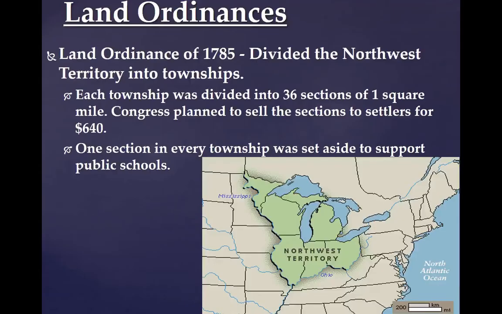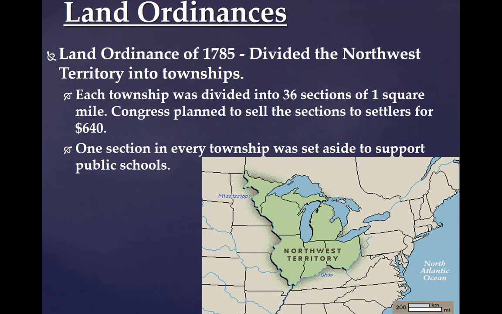So one of the things that happened in the interim between the United States winning its independence from Britain and then ultimately the creation and ratification of the Constitution was these land ordinances. The first one, in 1785, essentially divided the Northwest Territory into what are called townships. Each township was divided into 36 different sections, each section being 1 square mile.